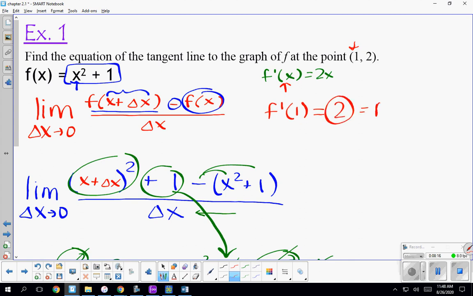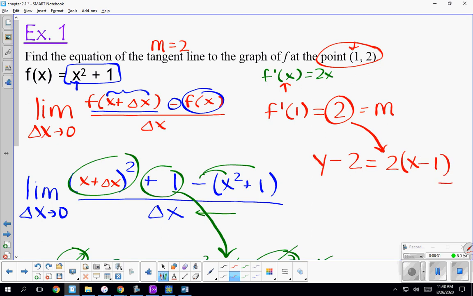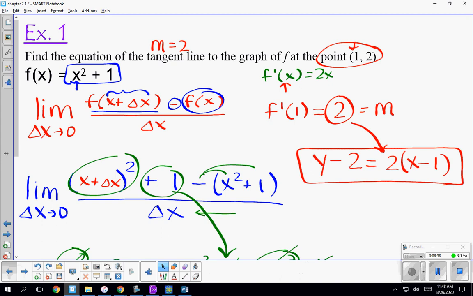So this is the slope of this line, and this is a point. So the most logical form would be to put this in point slope form. So I'm going to say y minus my y value equals the slope, x minus the x value. And this will give me the equation of the tangent line.